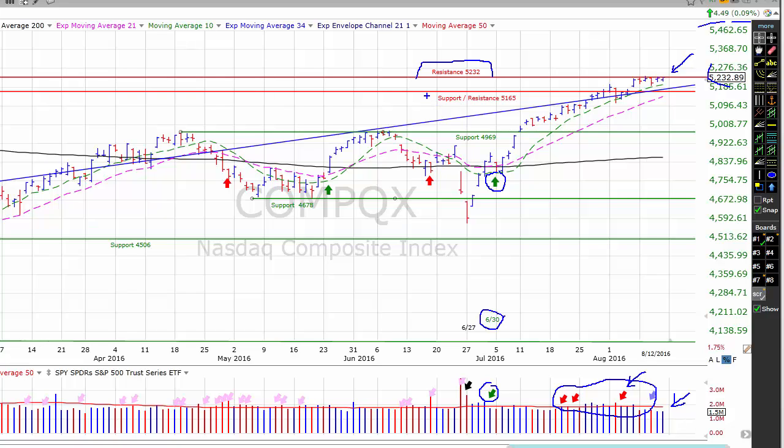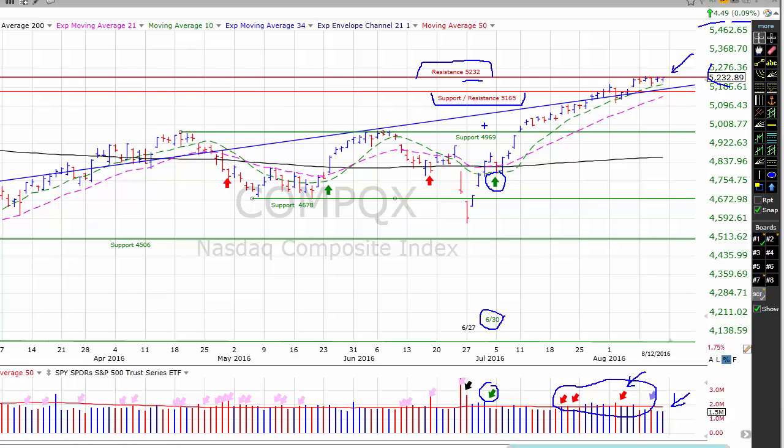The Nasdaq Composite is bracketed by support down here in the 5165 area, and as noted, resistance at the prior high in the 5232 range. A break above that 5232 range would be significant. That would indicate that the next immediate trend in the market is probably going to be higher.